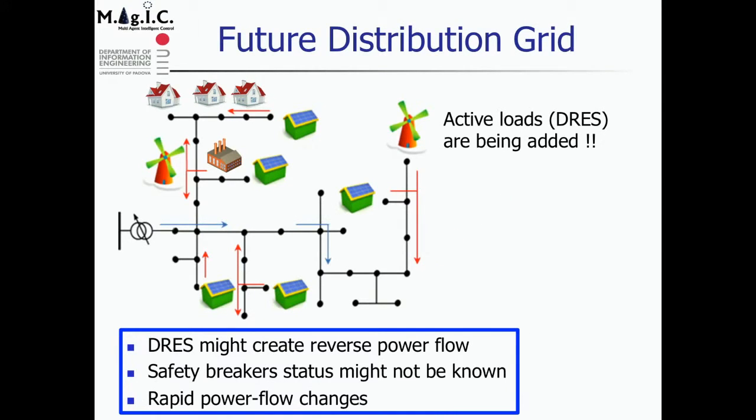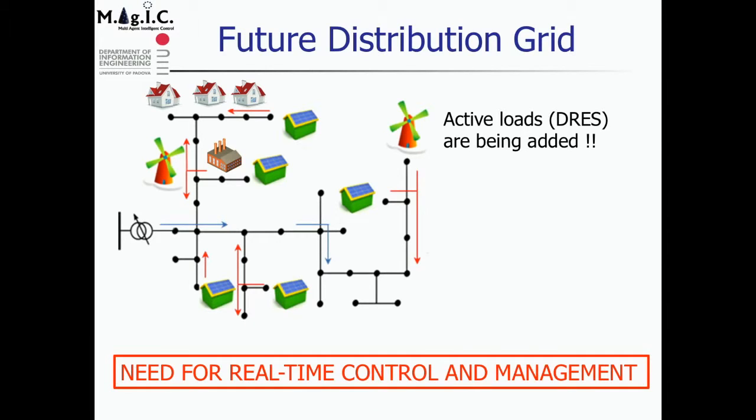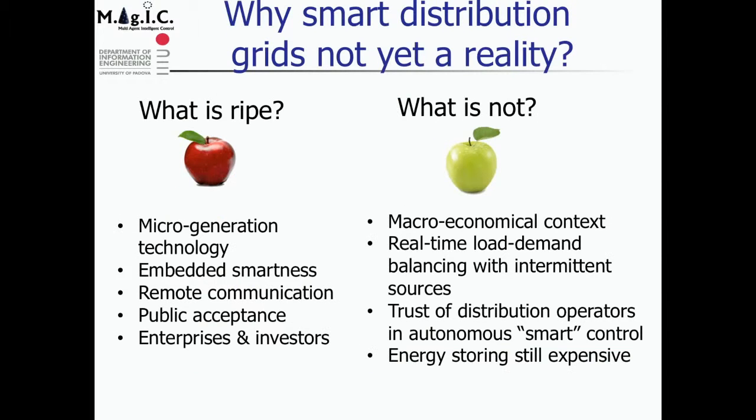But things are going to change when we introduce distributed renewable resources, because this will possibly reverse power flow. So flow will go in both directions. That might create problems in safety breakers, because they are designed for monodirectional flow, and also there will be very rapid power flow changes depending on the weather. So there is a clear need for real-time control and management at the distribution level.